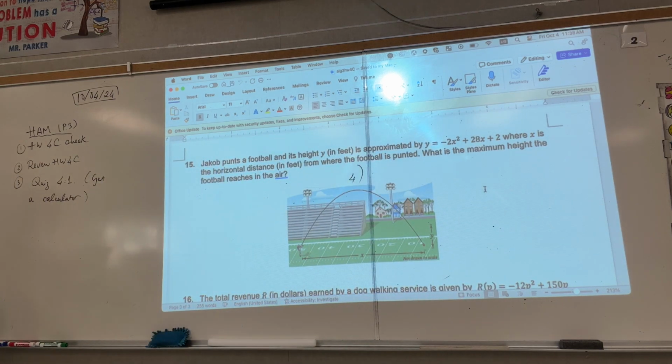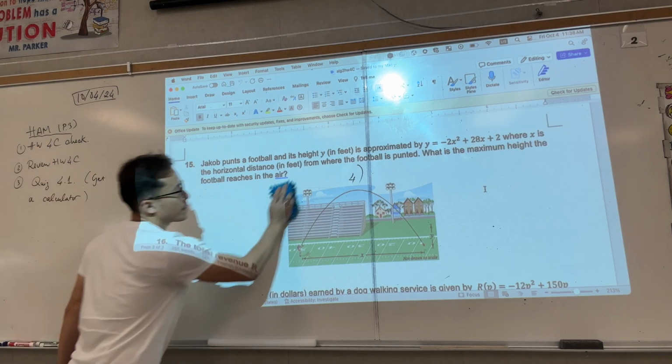Does someone read it for me? Bernard, let's go. Can you read it? Jacob punts a football and its height, y, in feet, is approximated by y equals negative 2x squared plus 28x plus 2, where x is the horizontal distance in feet from where the football is punted. What is the maximum height the football reaches in the air?